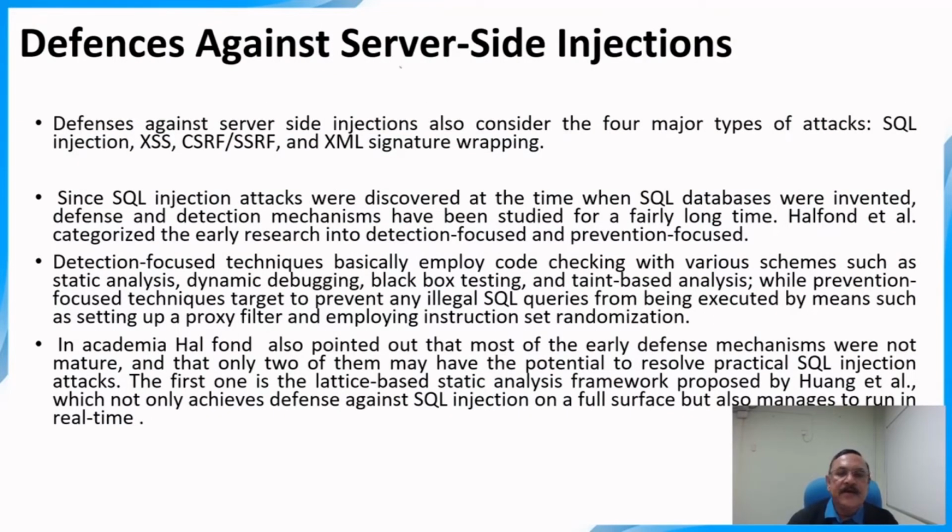Now, defenses against server side injection also consider 4 major types of attack: SQL injection, XSS, CSRF, SSRF and XML signature wrapping. SQL injection attacks were discovered at the time when SQL databases were invented. Defense and detection mechanisms have been studied for a fairly long time.